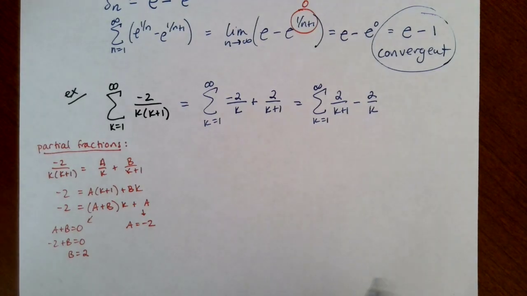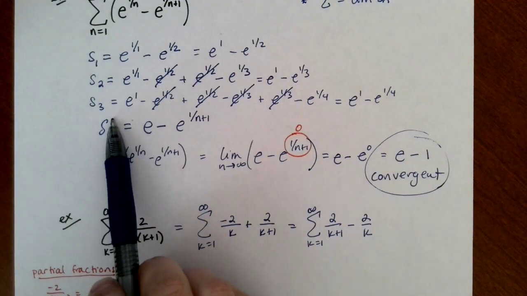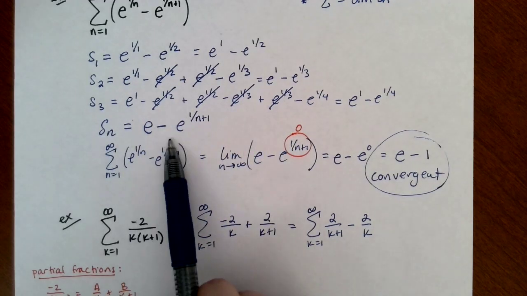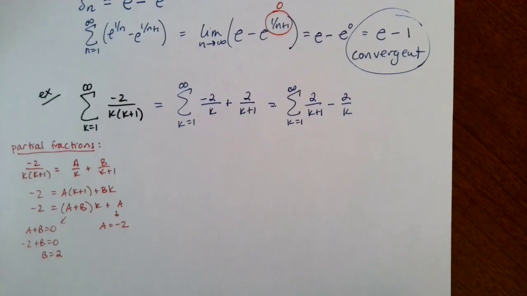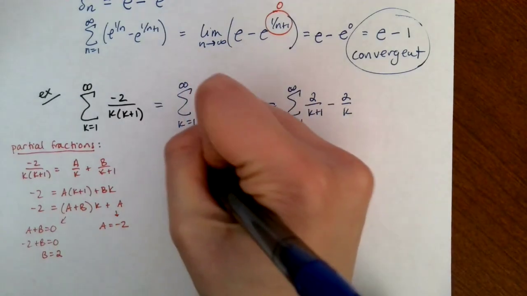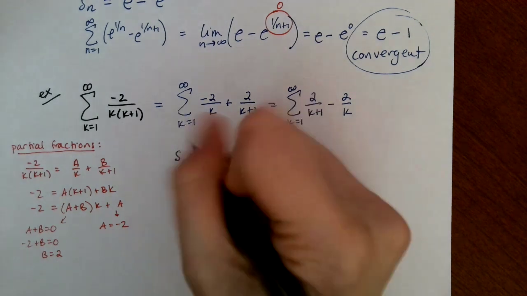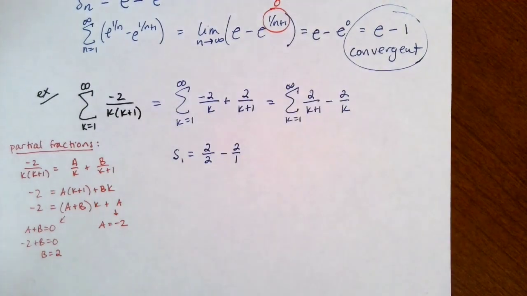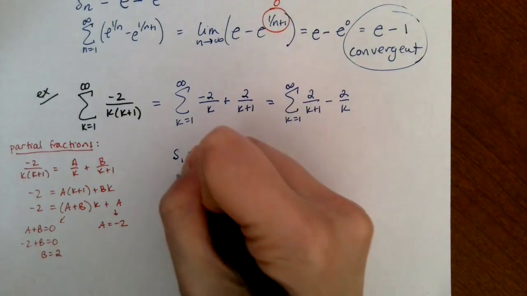And so I can get started with the same process as the example above. Write out a few partial sums, start to see the telescoping happen, develop a formula for the nth partial sum, and then the limit of that formula is the sum of the series. Okay, so the first partial sum is just the very first term. So that's the k equals 1 term here. So that's 2 over 2 minus 2 over 1. I'm going to leave it in that form because I'm not really looking to compute. I'm looking to see a pattern.